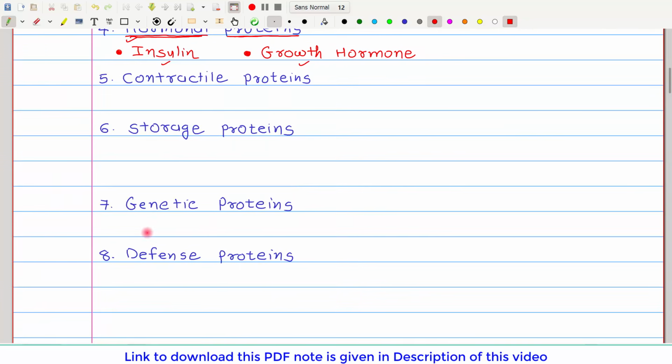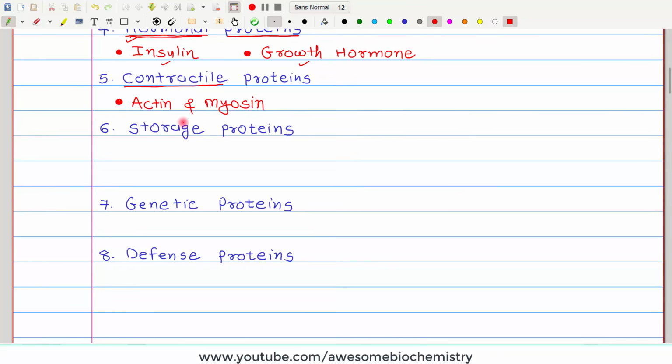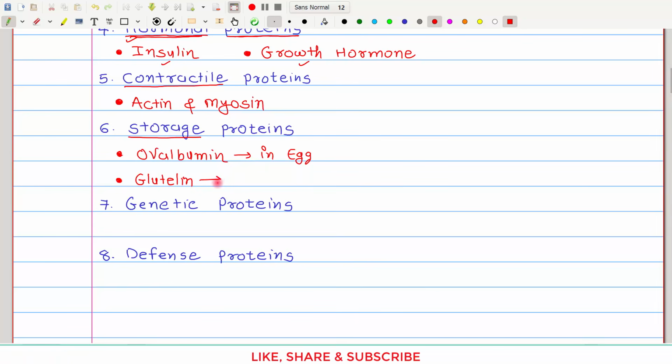The fifth one is the contractile protein. Those proteins which can bring about contraction and relaxation of muscle are classified under this heading. So examples are actin and myosin. The sixth one is the storage proteins. Now these proteins help in storage in our body. For example, ovalbumin. Ovalbumin is the storage form in the egg. The second example is glutenin. Glutenin is the storage form of protein in case of wheat.